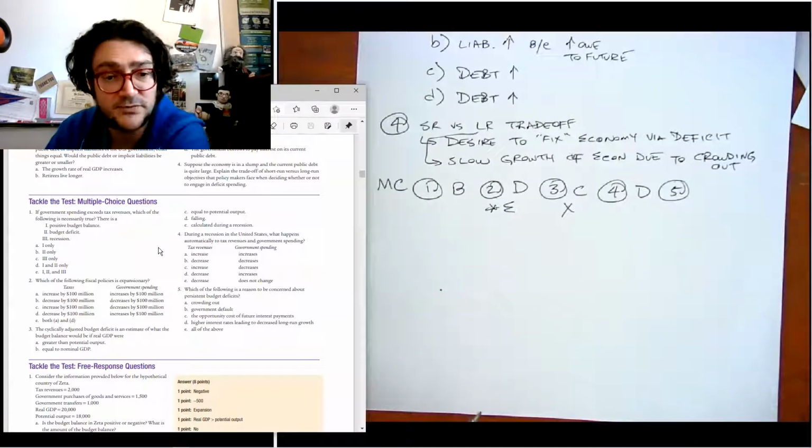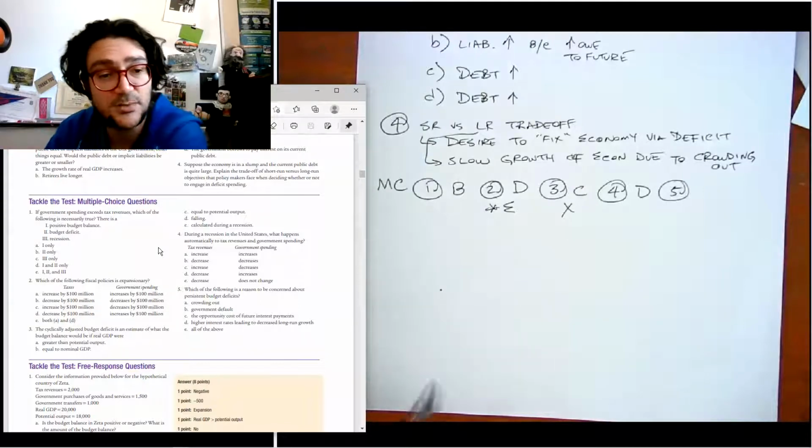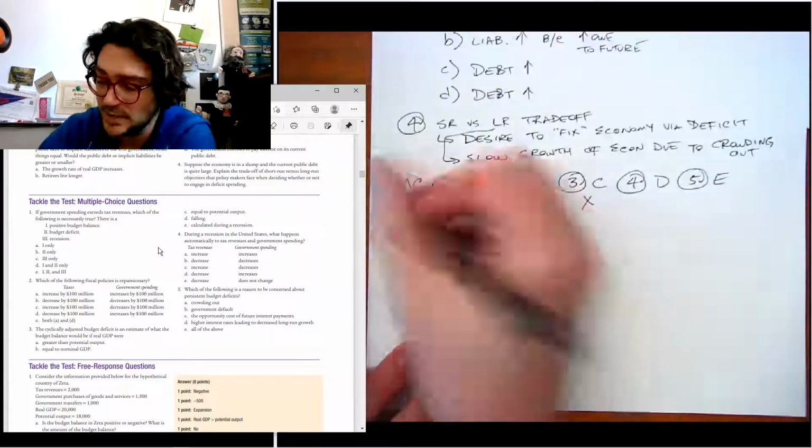Crowding out's great. Government default means that they can't even afford to pay. So that's another one where you're worried about it. The opportunity cost of future interest payments, that's also true. Higher interest rates lead to decreased long-run growth. That's another true statement. So all of those statements are actually true for why we should be concerned about it.